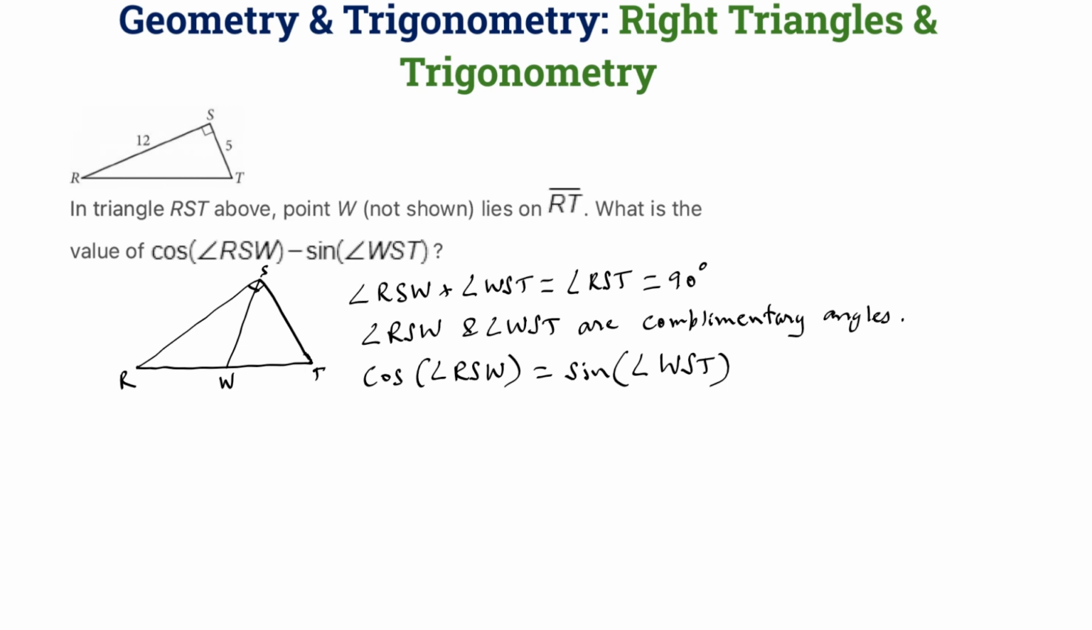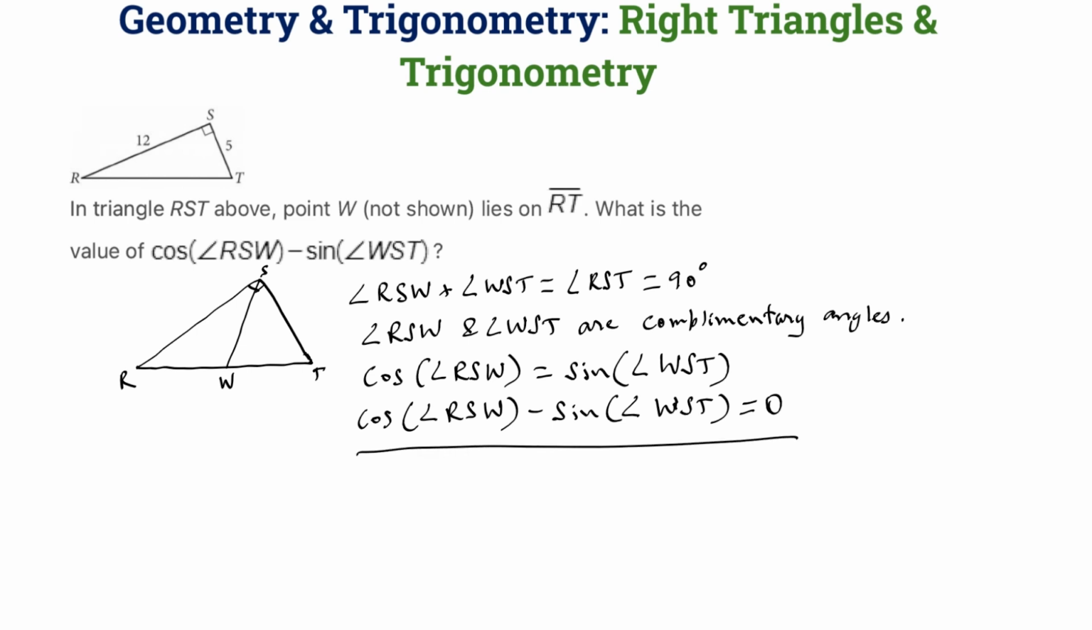Okay, that means that the cosine of angle RSW minus the sine of angle WST is going to be equal to 0, since both are the same. And so the answer to this problem is 0.